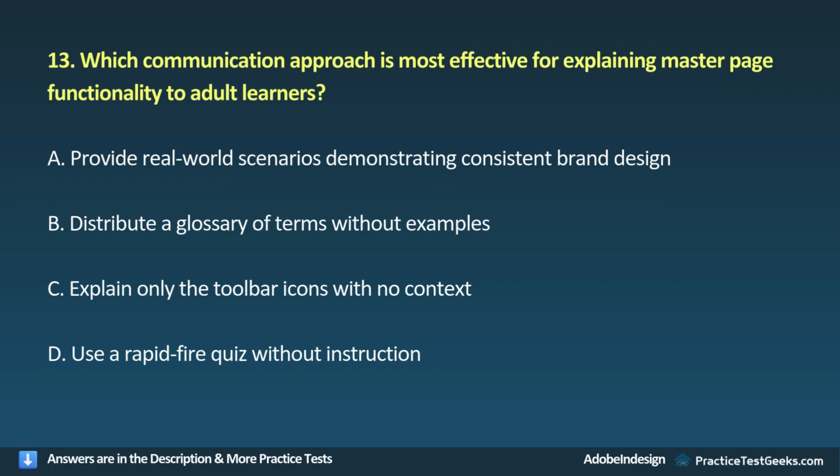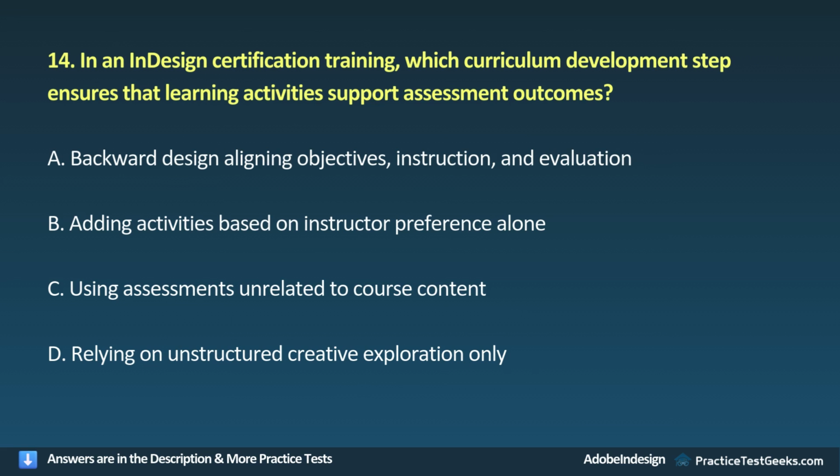13. Which communication approach is most effective for explaining master page functionality to adult learners? A. Provide real-world scenarios demonstrating consistent brand design. B. Distribute a glossary of terms without examples. C. Explain only the toolbar icons with no context. D. Use a rapid-fire quiz without instruction.